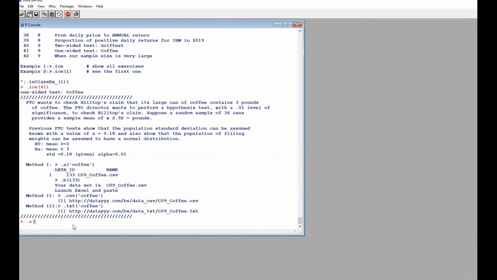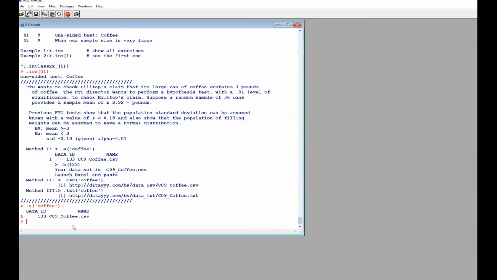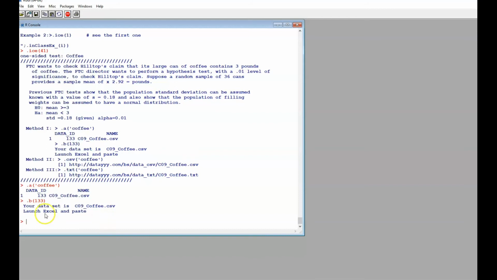Dot A, so type coffee. The ID is 133. Dot B 133. Then I'm going to use copy and paste to Excel. If you are a Mac user, you can go to this link to get a CSV file. Alternatively, you go to the next link, and you'll get a text file.